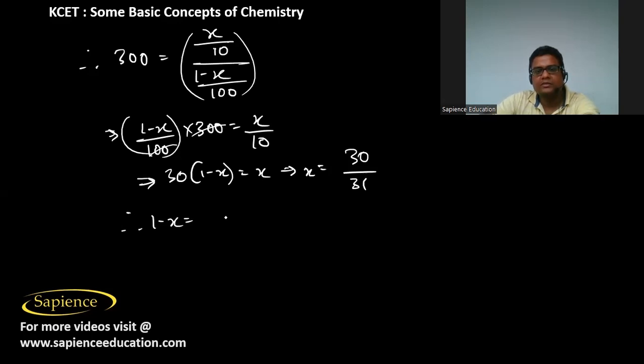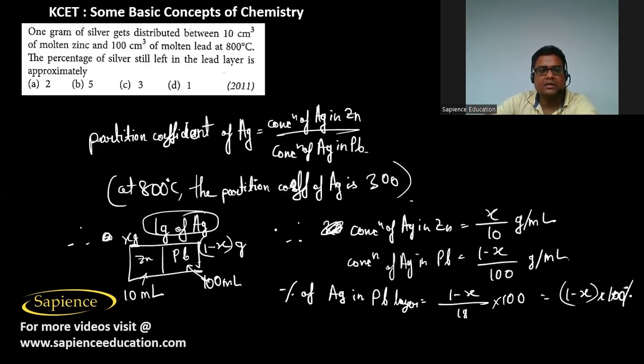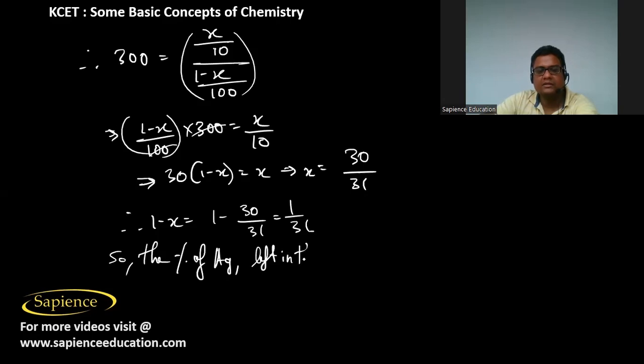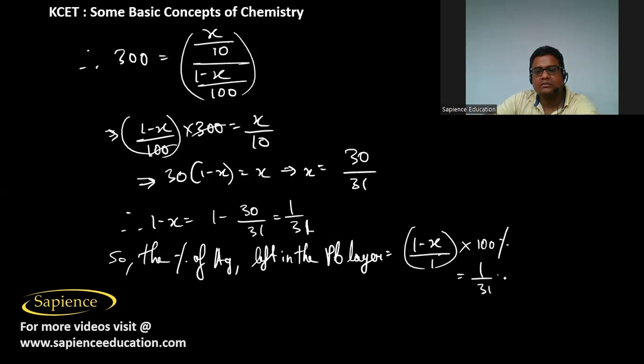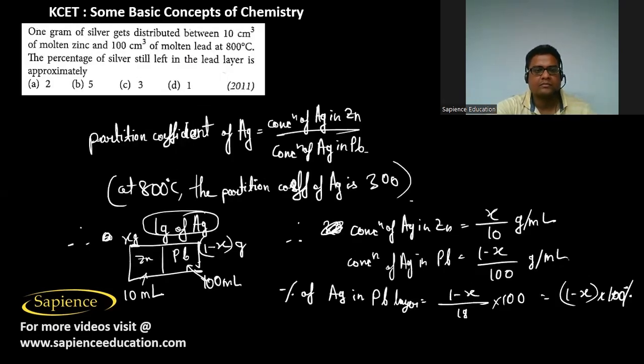Therefore 1 minus x will be equal to 1 minus 30 by 31, that is equal to 1 by 31. So the percentage of silver that is remaining or left in the lead layer is equal to (1 minus x) by 1 into 100%. So that will be 1 by 31 into 100%, which is approximately equal to 3%. So option C is the correct answer.